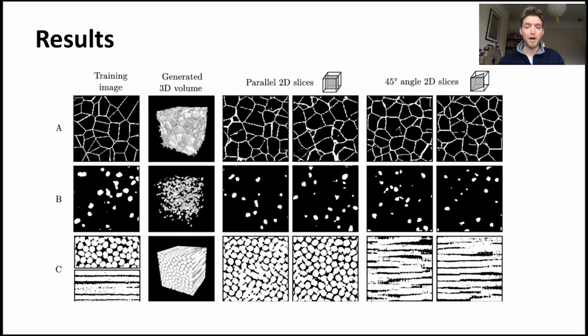So here you can see some examples of the results when we applied SliceGAN to a range of different microstructures. At the top, you can see a grain-like structure, then a perovskite, and then a carbon-reinforced matrix. And in terms of the columns, on the far left you can see the training data. Then the next column is an example of a 3D reconstruction by SliceGAN, and then some slices through that reconstruction, just to compare the training data to those synthetic generations.